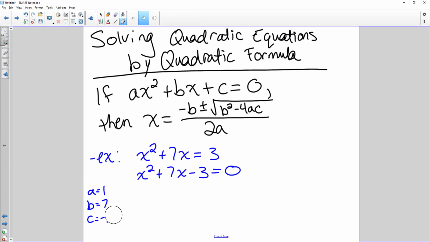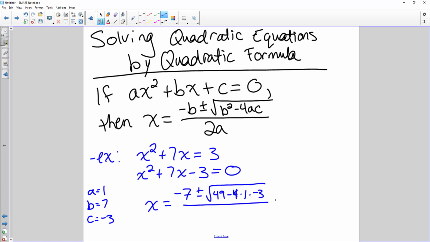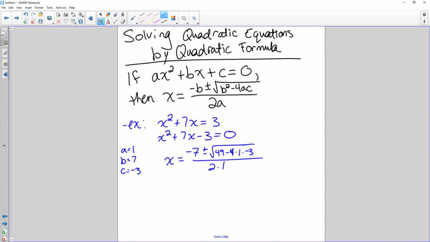c is negative 3. So if I take that formula and I start plugging my numbers in, I've got negative b, so negative 7, plus or minus the square root of b squared, so 49, 7 times 7, minus 4 times 1 times negative 3, 4ac, over 2 times a, 2 times 1. So negative 7 plus or minus. I'm just going to write out the bottom is 2.